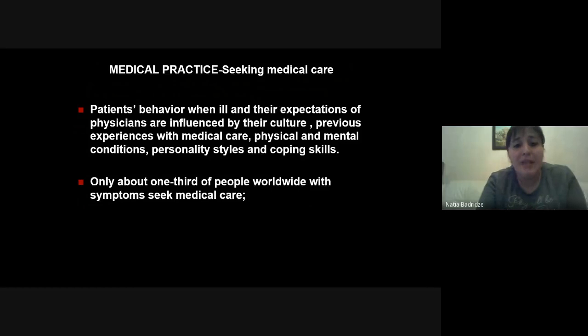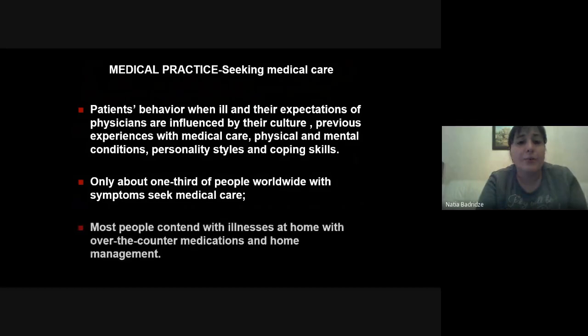So, patient behavior when the patient is sick or ill, and their expectations of physicians, are influenced by their culture, by previous experiences with medical care, with doctors, with physical and mental conditions, the personality styles, and the coping skills. So all these factors we should take into account when we, as doctors, are trying to establish a trustworthy relationship with the patient.